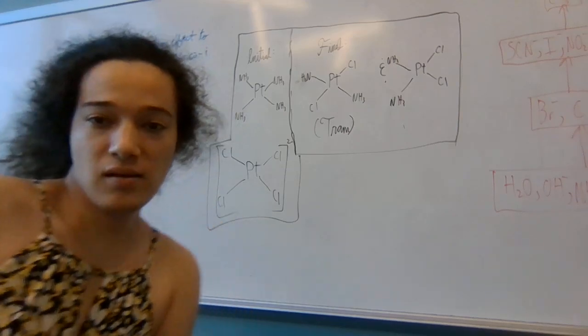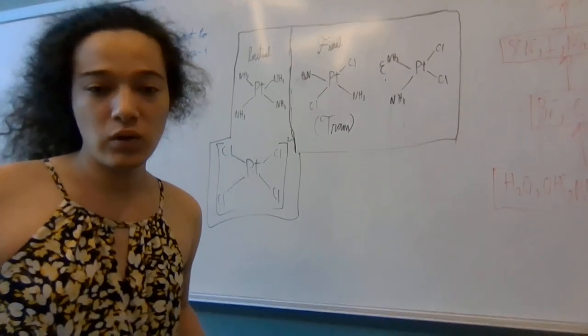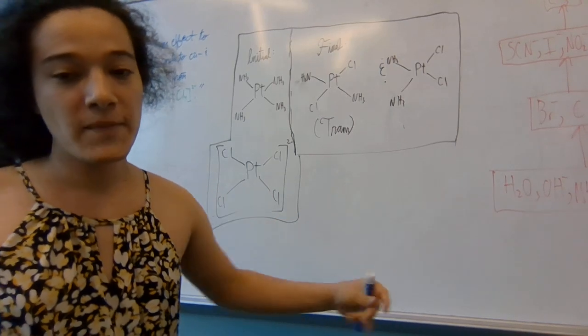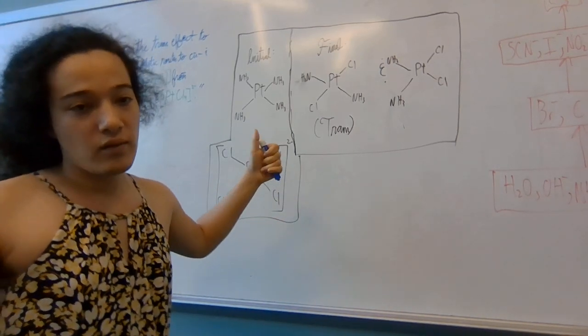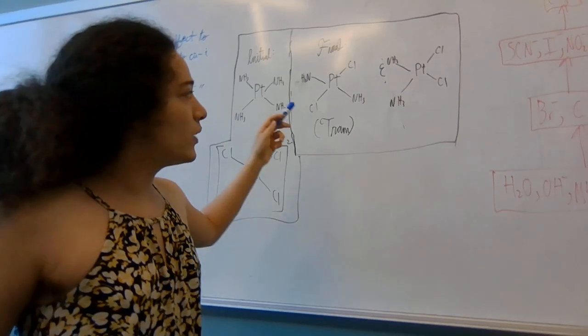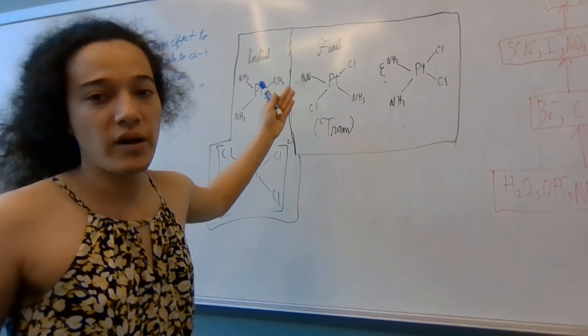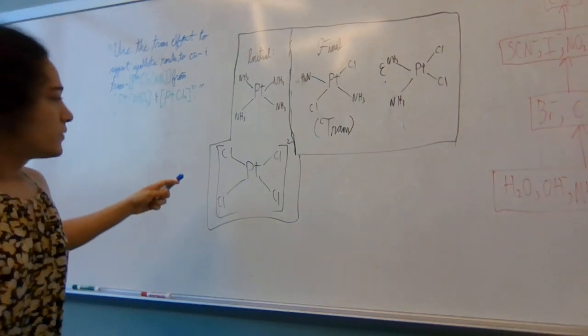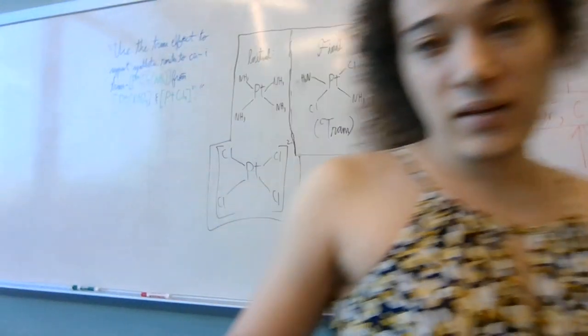The trans effect says that a ligand will weaken the bond trans to it, right? And this is very useful for stereochemical synthesis because we can use that to control what bonds get broken and formed, right? So, the strength of the trans effect.